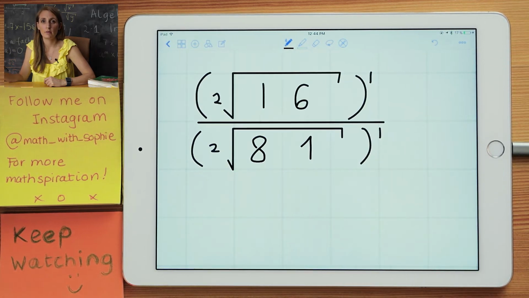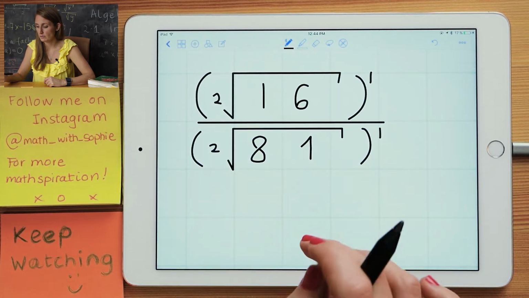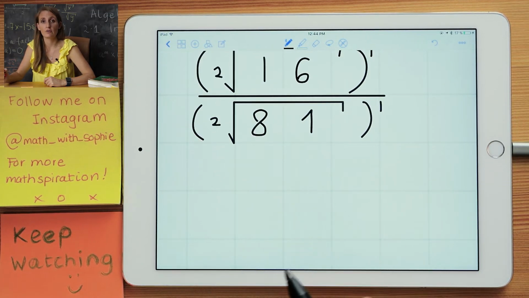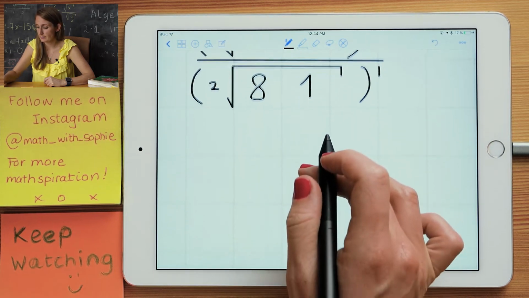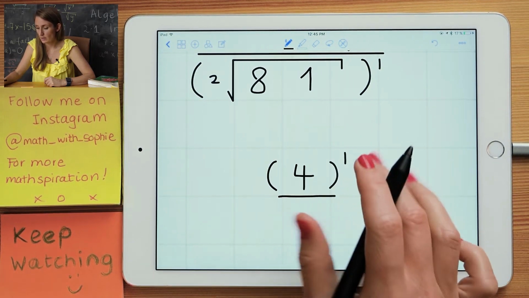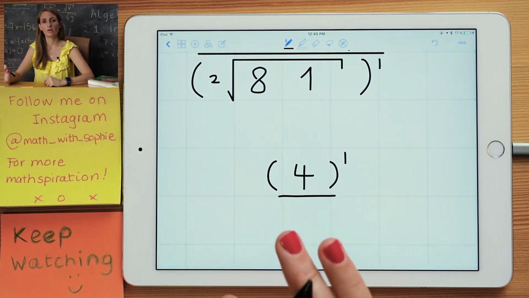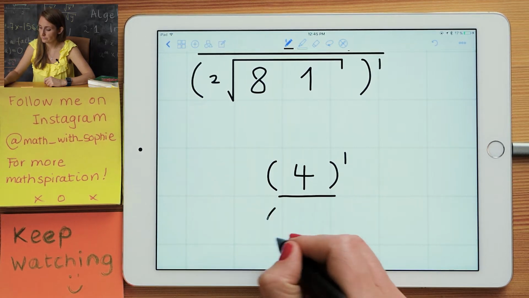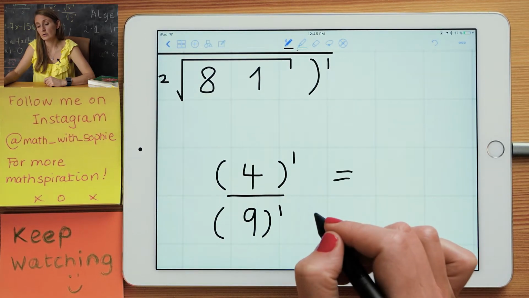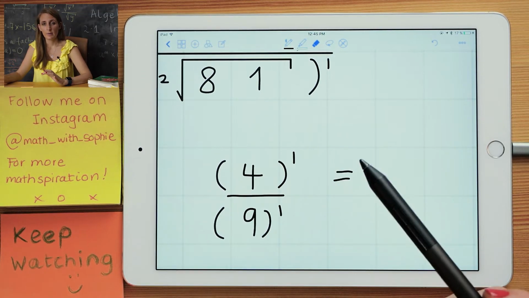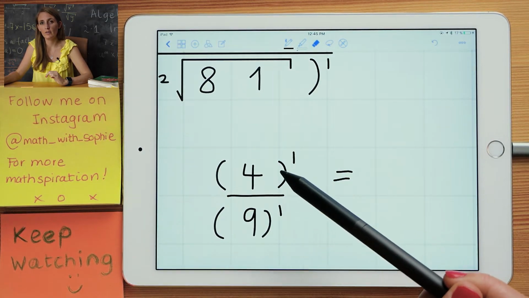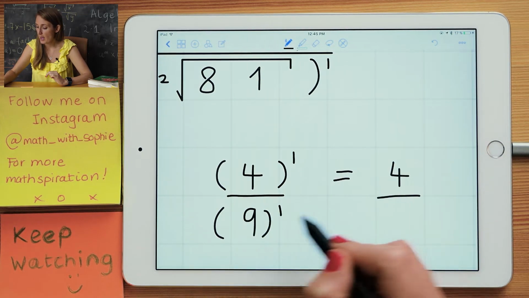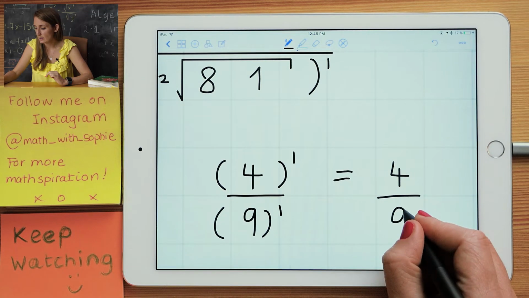Now, here's where it becomes important that you know your square roots. So the square root of 16 is 4, and that's because 4 squared, or 4 times 4, is 16. That's power 1. Similarly, the square root of 81 is 9, and that's because 9 squared, or 9 times 9, is 81. Both of those are now power 1, or staying the same. We talked about in the last video, if you have a number power 1, the number doesn't change. So 4 power 1 is still 4, and 9 power 1 is still 9.